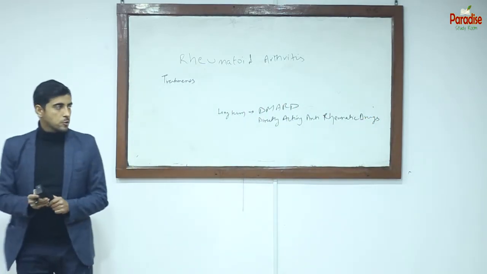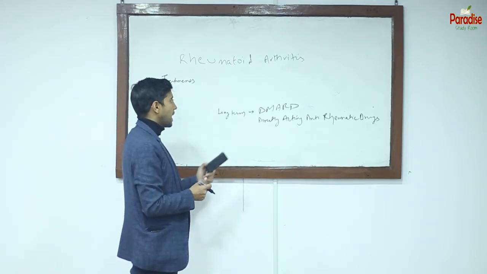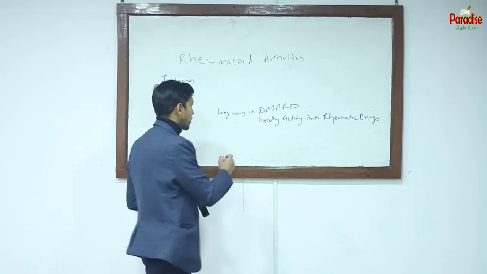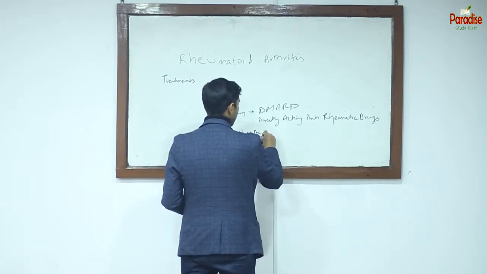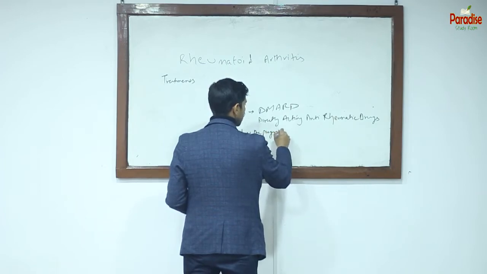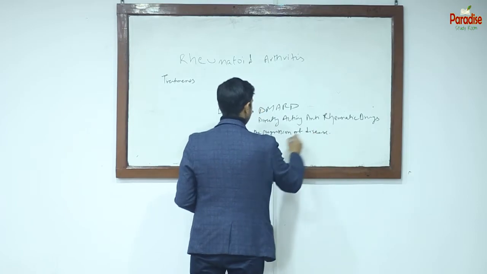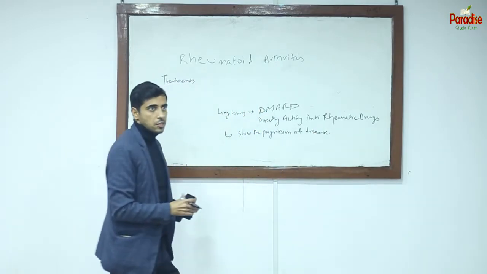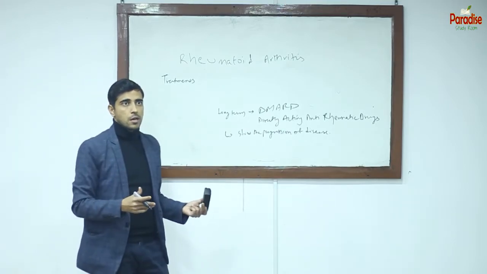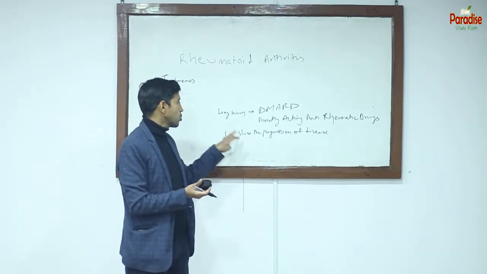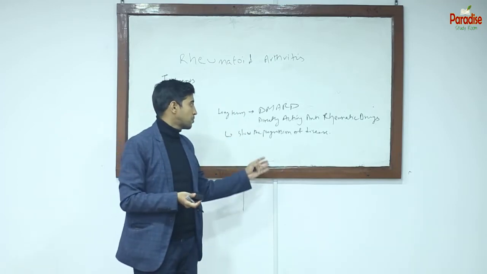So for the long-term control, we use directly acting anti-rheumatic drugs, and these DMARDs slow the progression of disease. So basically, they control the disease. For the short-term treatment, we suppress the inflammation. For the long-term control, we have to halt the progression of the disease.